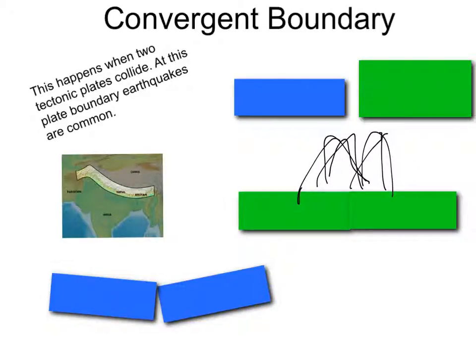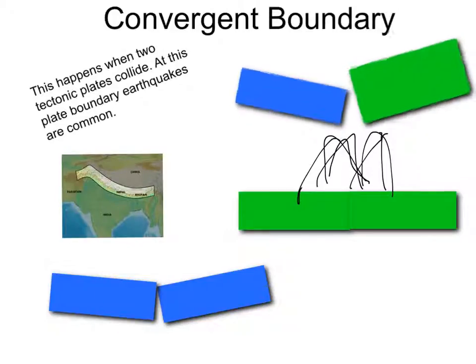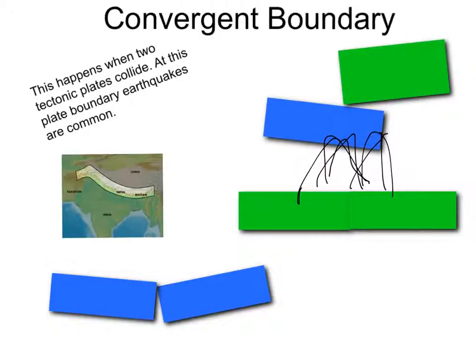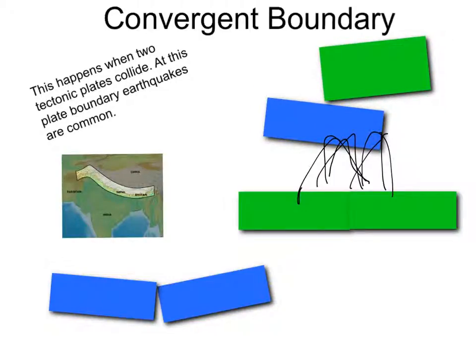And when a continental and oceanic crust collide, this is when a subduction zone happens. The oceanic plate goes underneath the continental crust, creating a subduction zone.